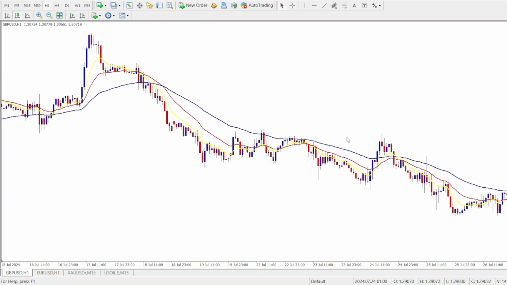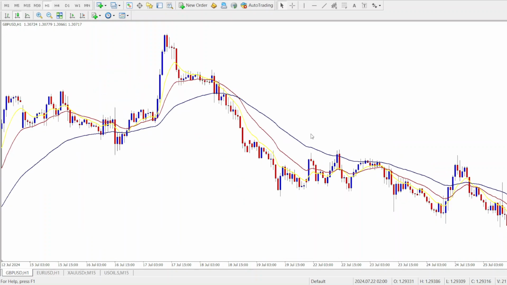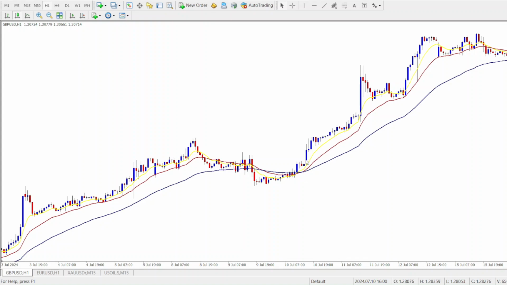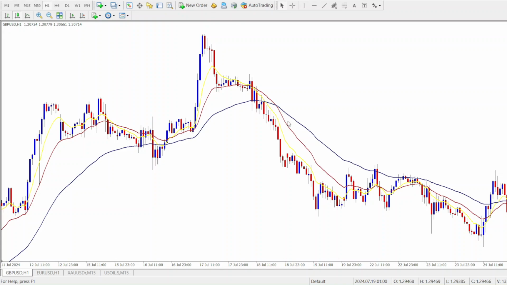For the entry points, we are going to be using the 9 and 20 EMAs. Remember the 9 EMA is this yellow color, then this one is the 20, then this is the 50. When the 9 EMA crosses above the 20, as we can see here, it's a typical signal that the market is gaining upward momentum. It indicates a potential buy opportunity. Conversely, when the 9 EMA crosses below the 20, as it happened here, it signals a possible selling opportunity.